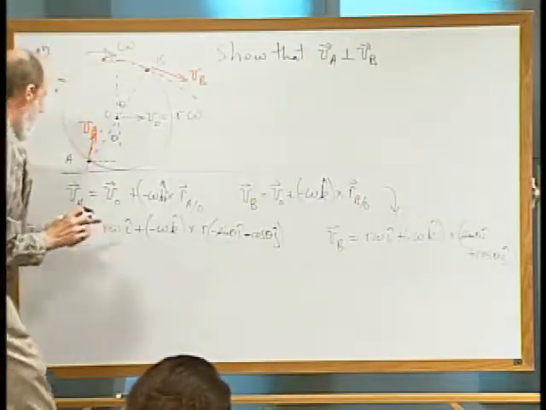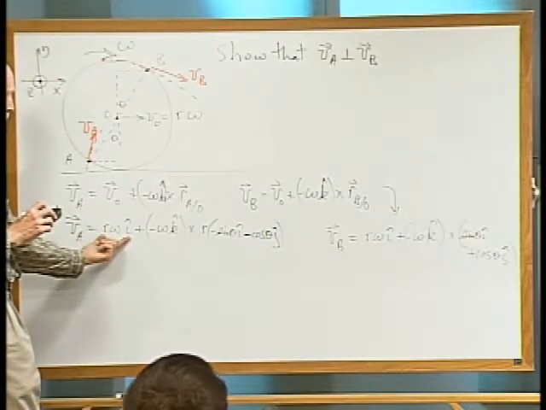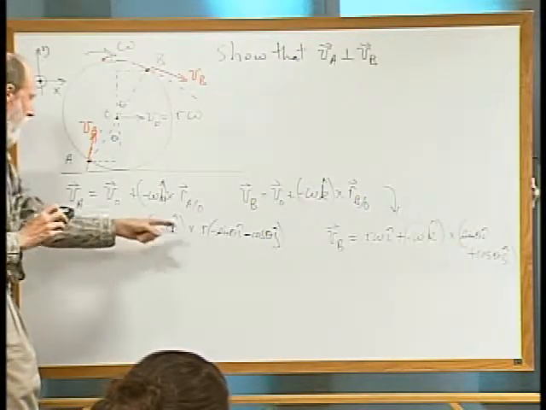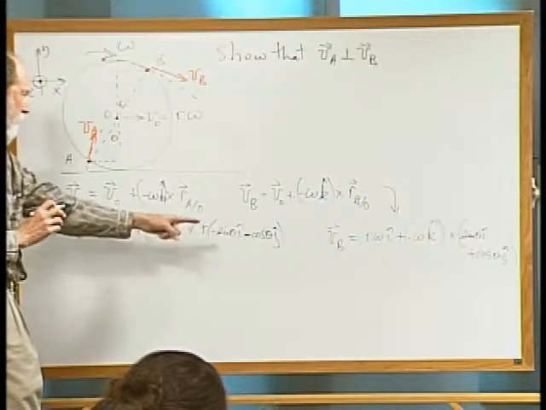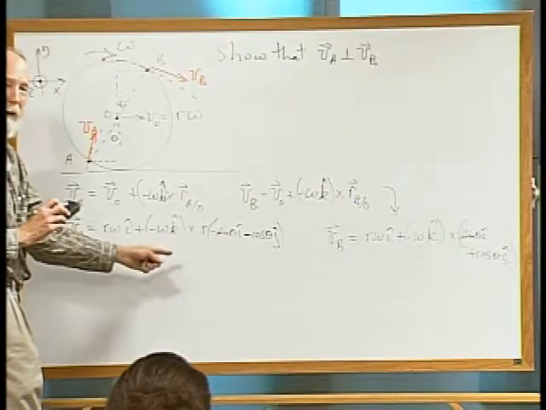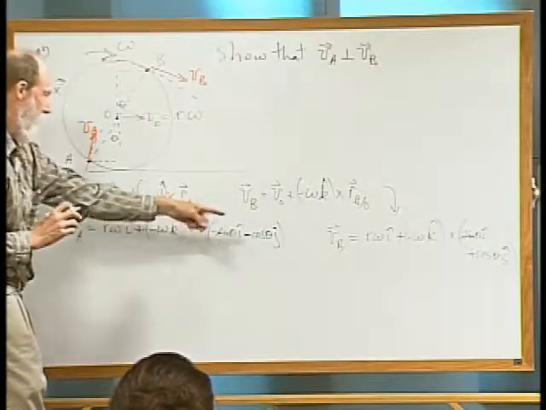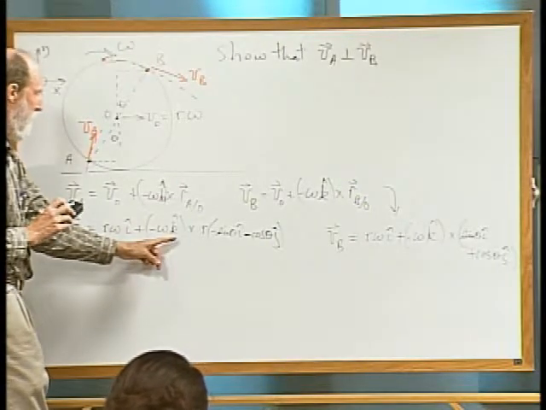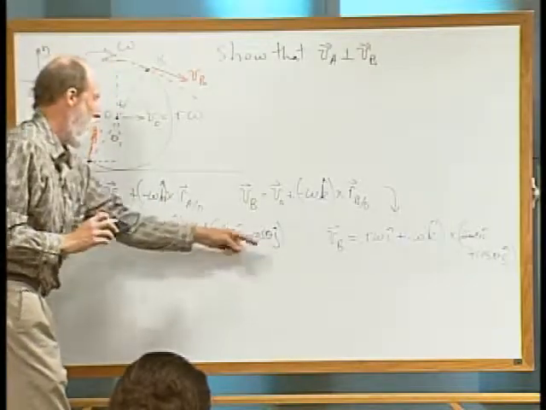So, if I collect the i terms, here's my r omega i, the center of the wheel's motion, and then my other i term is going to come from what over here on my cross products? How are you going to get an i term when you're doing a cross product with a k and i, j? j cross k, or k cross j. K cross j.